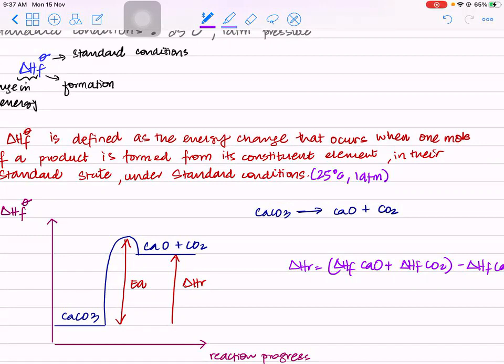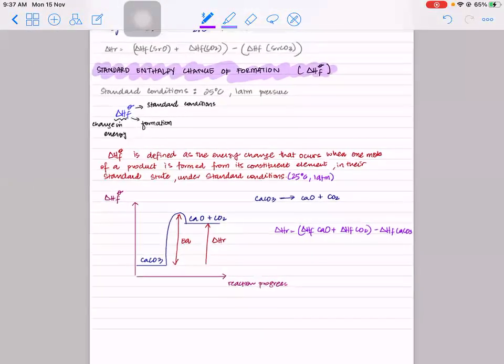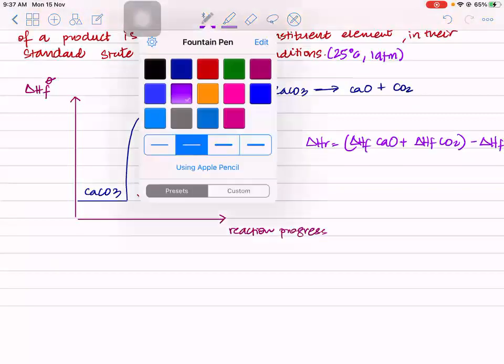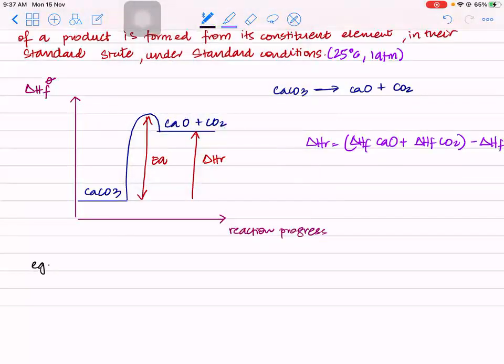So let's see now. Let's take the example of NaCl. Now, what is enthalpy change of formation? It is formation of 1 mole of something. So how much should NaCl be? 1 mole.